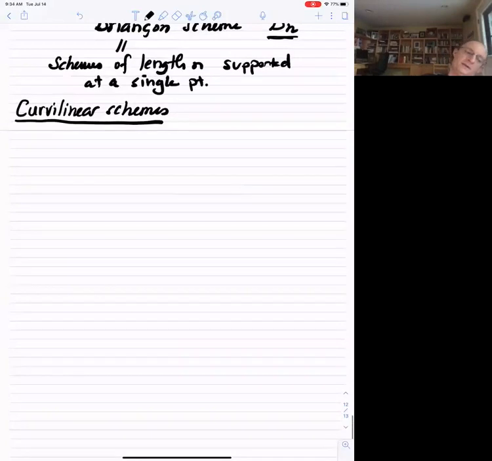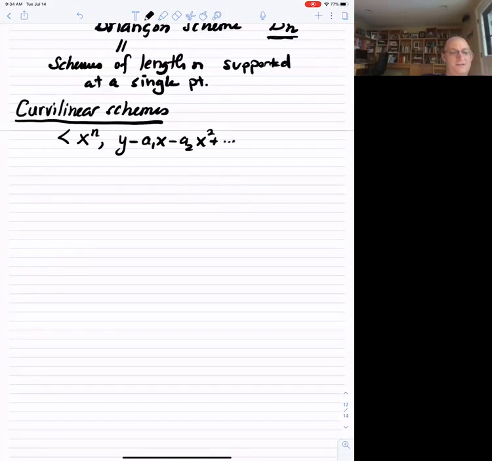So that here what it looks like, the ideal is generated by something like x to the n. And then what you do is you write y minus a1x minus a2x squared plus dot dot dot plus or minus, I don't know why I'm writing plus or minus, it doesn't matter what you write, of course, plus a_{n-1} x to the n minus 1.